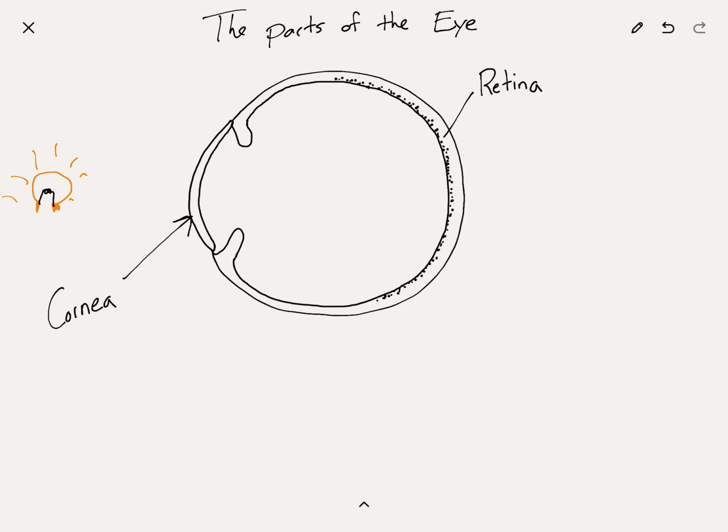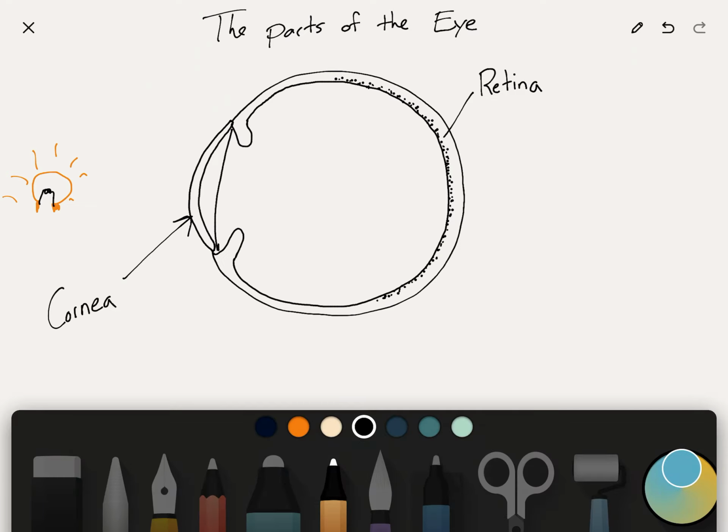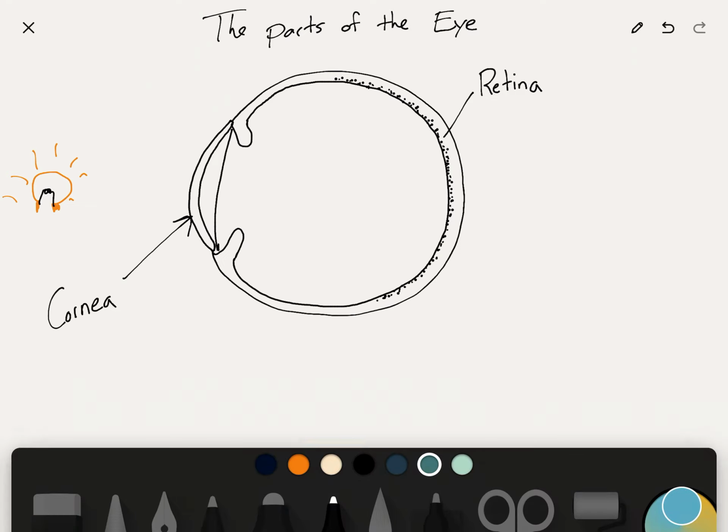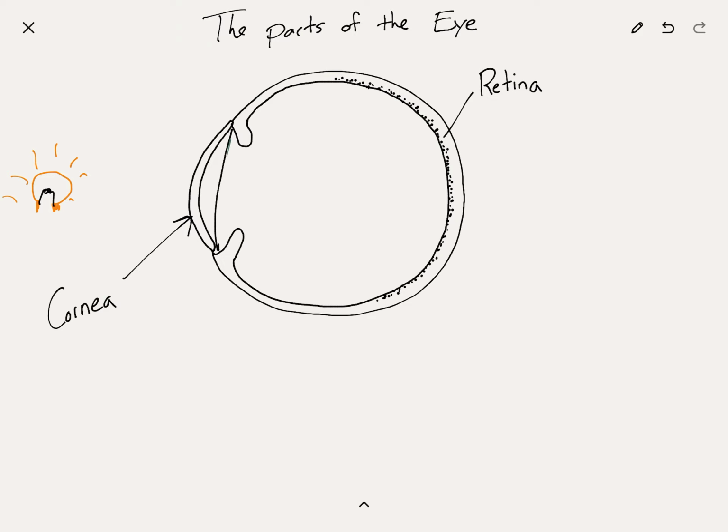Okay, and so the retina, that is where the rods and the cones are, and we'll get to those in a minute. Okay, now here inside the cornea, you have what we would call the iris and the pupil, and the iris is the colored part of your eye.